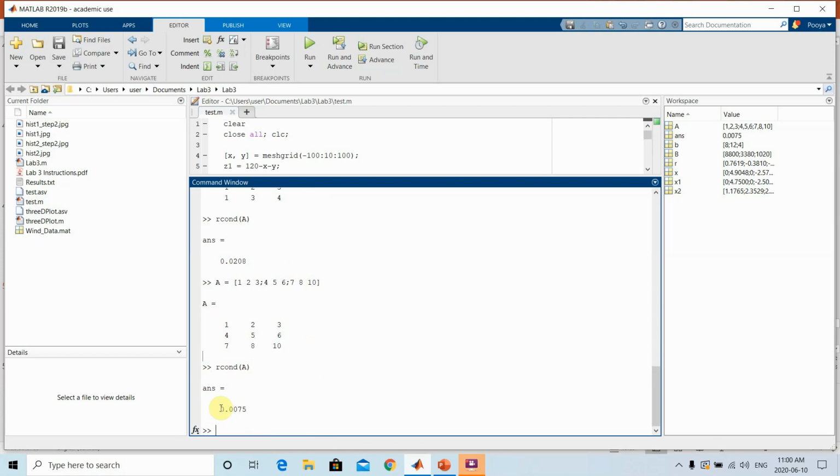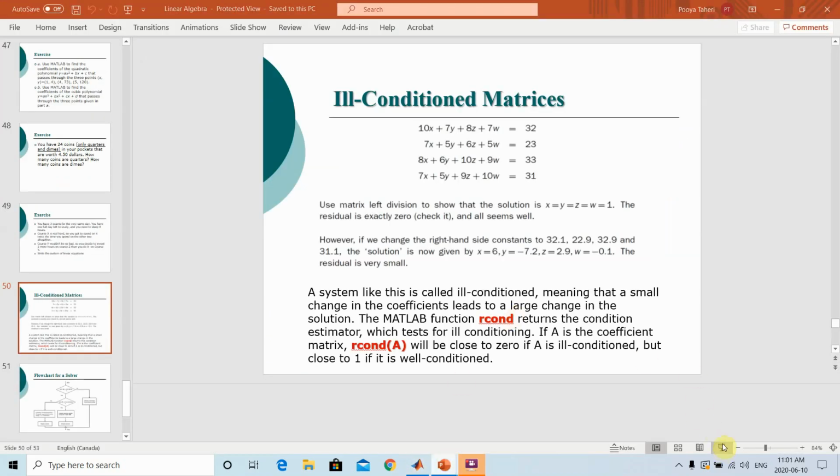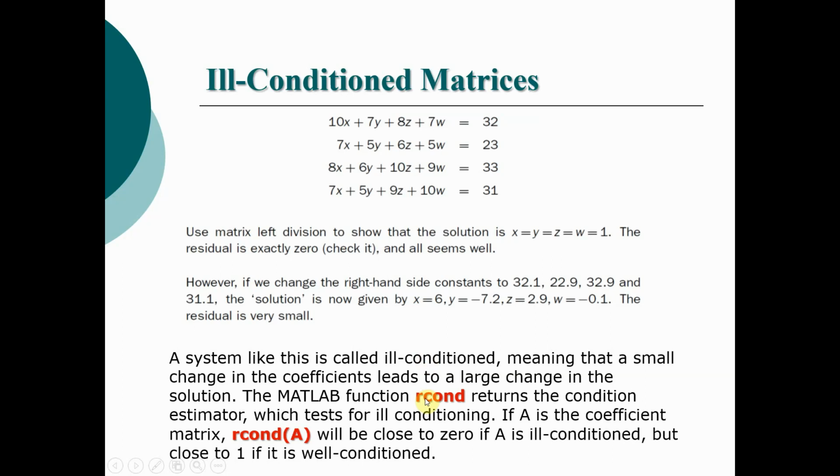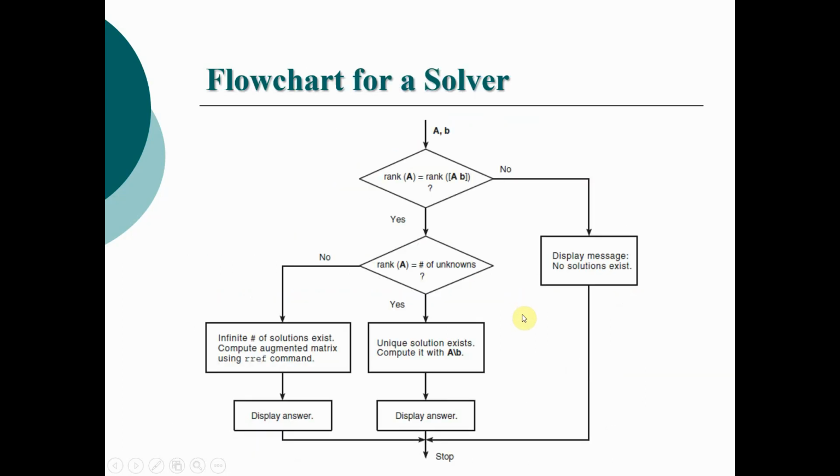For our course, if you get something in the order of 10 to the power negative 4, you can assume it's ill-conditioned. This one or this one, we can assume it's not ill-conditioned. And you can do that using the rcond function.